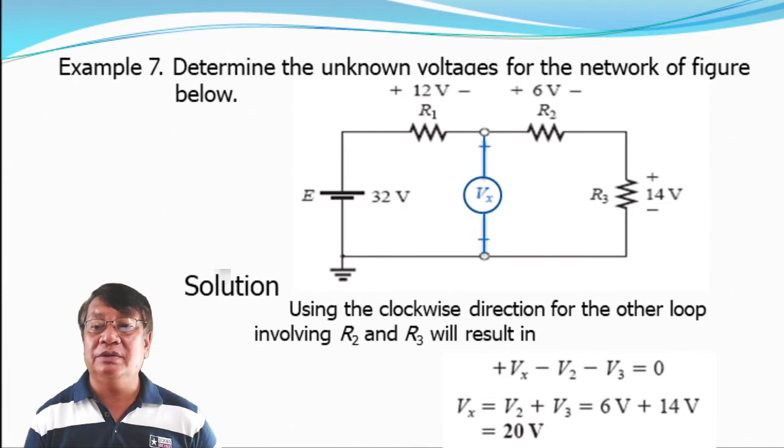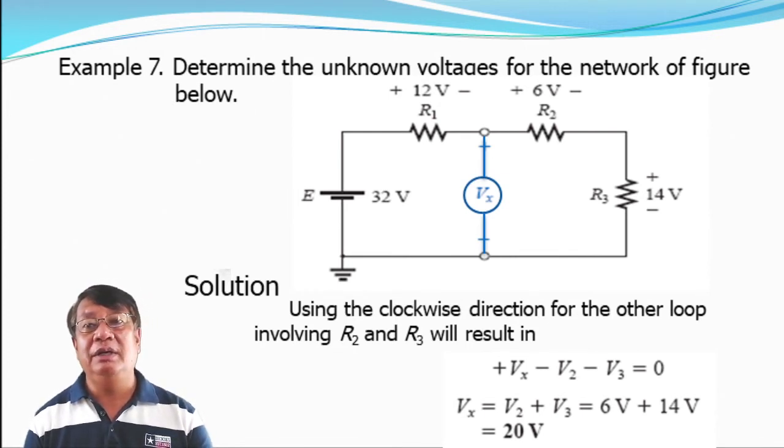Voltage across resistor 3 is 14 volts. Then if you're going to solve for V sub x, that is 20 volts. So as you can see, we determined that V sub x here is also equal to 20 volts, either in the left side of the circuit or the right side of the circuit. Anyway, as you may remember in your physics, this V sub x results from a parallel connection of this left branch circuit and the right branch circuit.